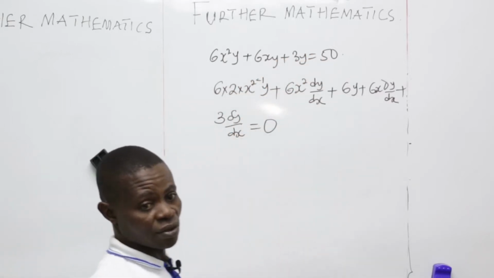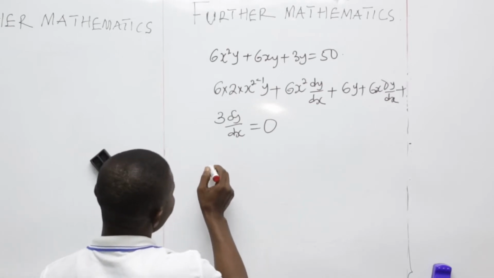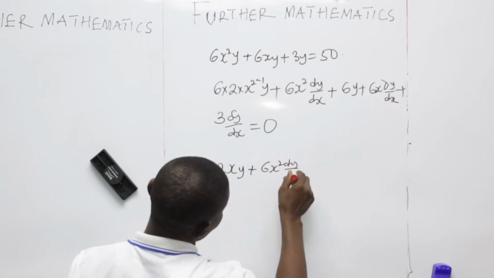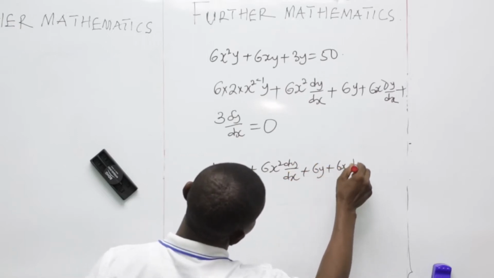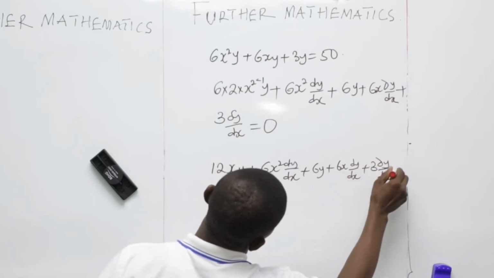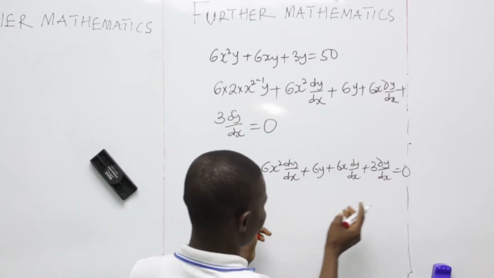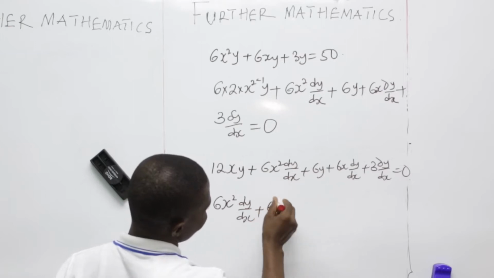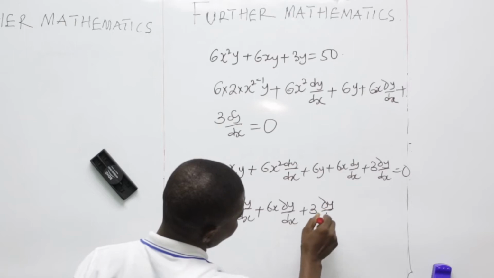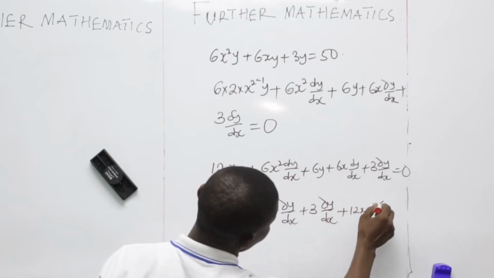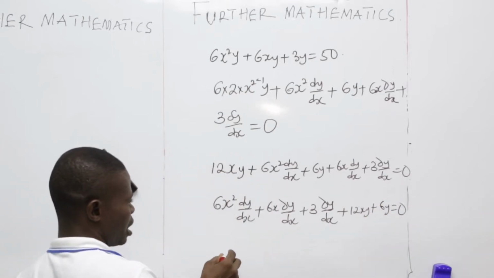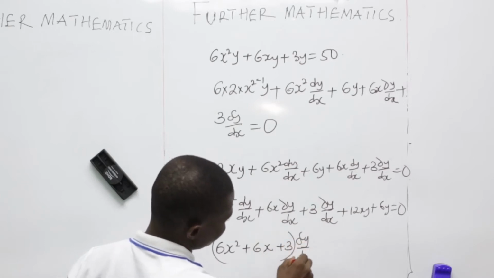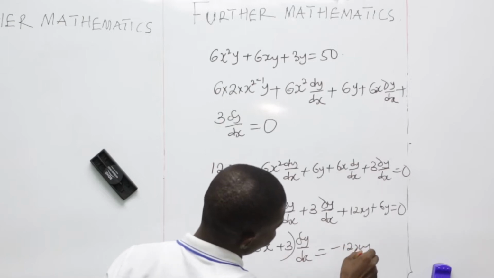A constant in differentiation is what? Zero. So we have that 6 times 2 is 12 into xy plus 6x squared dy/dx plus 6y plus 6x dy/dx plus 3 dy/dx equals 0. What next is to factor, bring all the dy/dx together, meaning 6x squared dy/dx plus 6x dy/dx plus 3 dy/dx plus 12xy plus 6y equals 0. So factor dy/dx out. We have 6x squared plus 6x plus 3 all into dy/dx equals minus 12xy minus 6y.